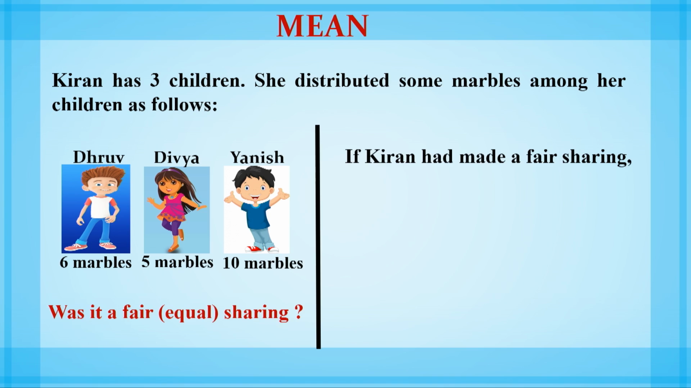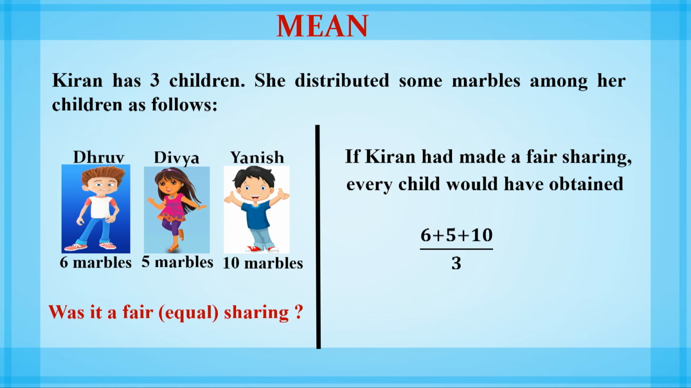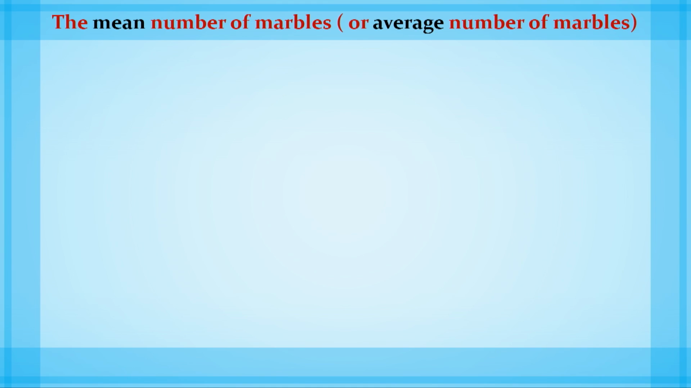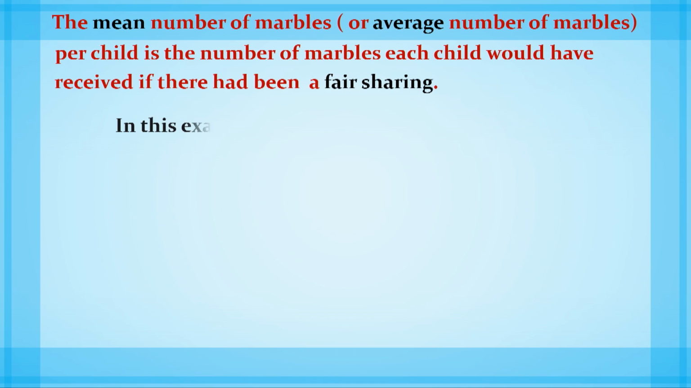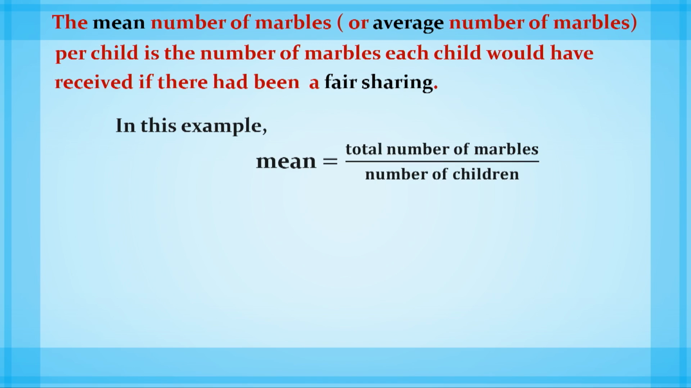Well, if Kiran had made a fair sharing, every child would have obtained the total number of marbles divided by 3, which is equal to 21 divided by 3, leading to 7 marbles. Thus, the mean number of marbles, or average number of marbles per child, is the number of marbles each child would have received if there had been a fair sharing. In this example, mean is equal to total number of marbles divided by number of children, 7 marbles.